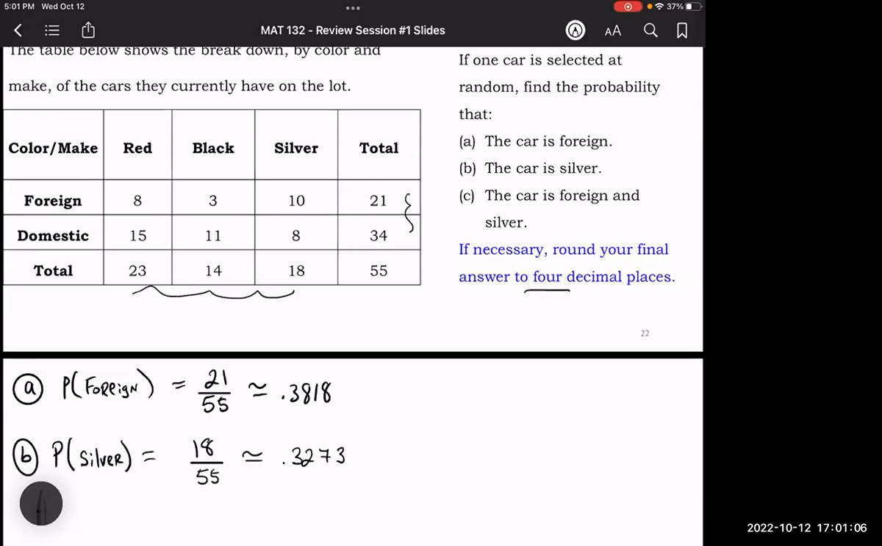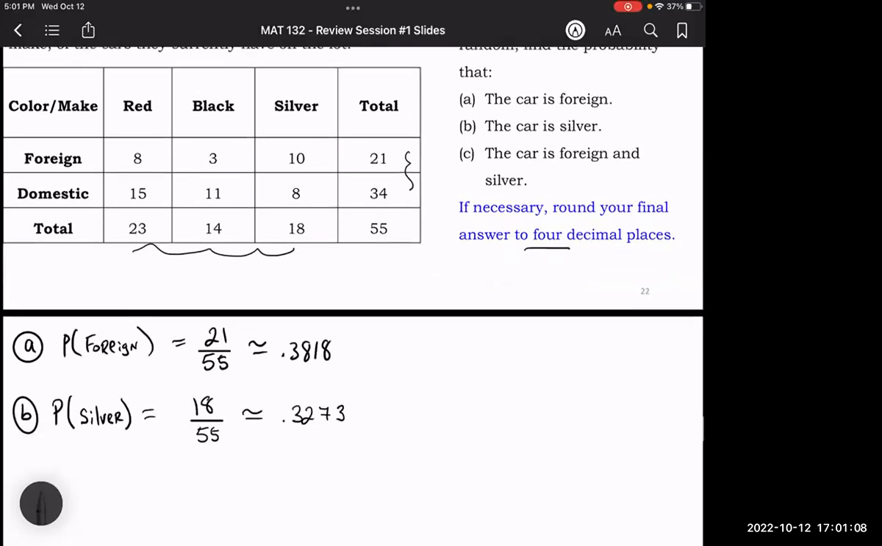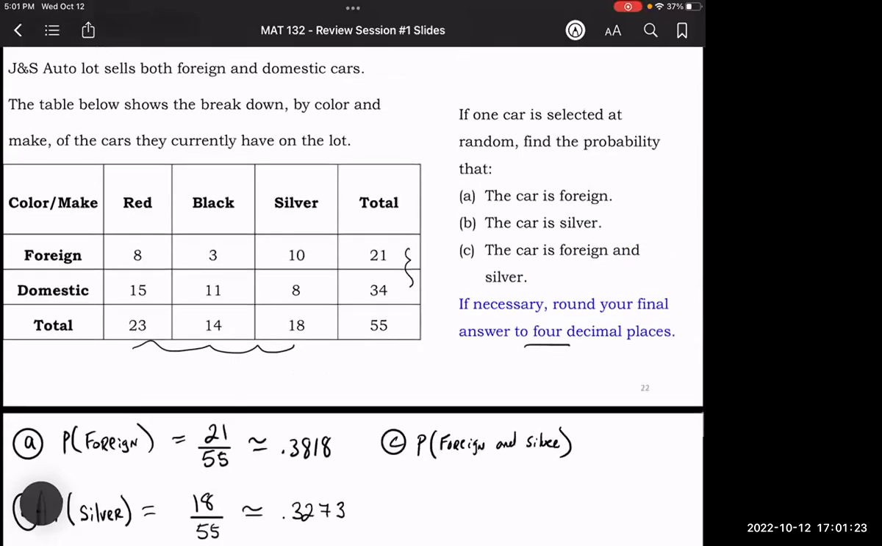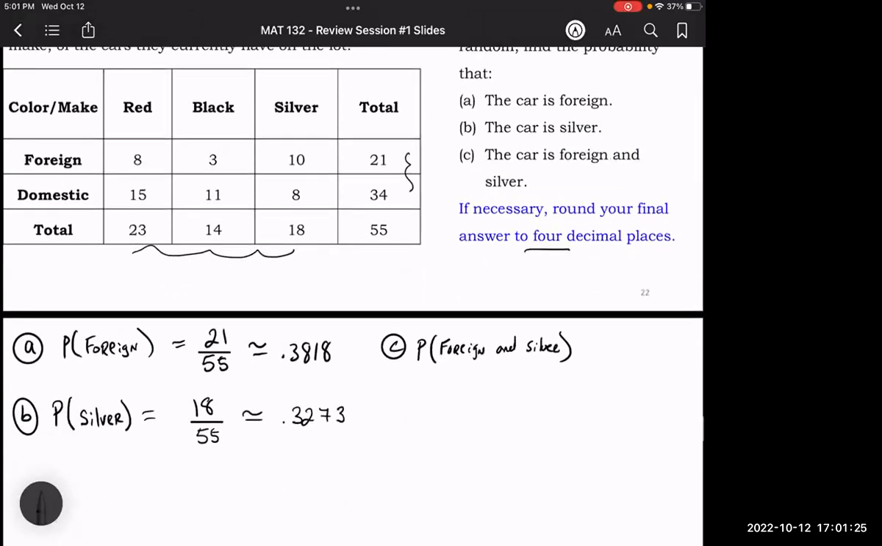Yep. So 0.3273. Okay, now part C, got to be a little careful here the way it's worded. It says find the probability now that the car is foreign and silver. So when it speaks about that one car, remember, we were dealing with one car being selected at random here. And now it has to share both of these characteristics, foreign and silver.